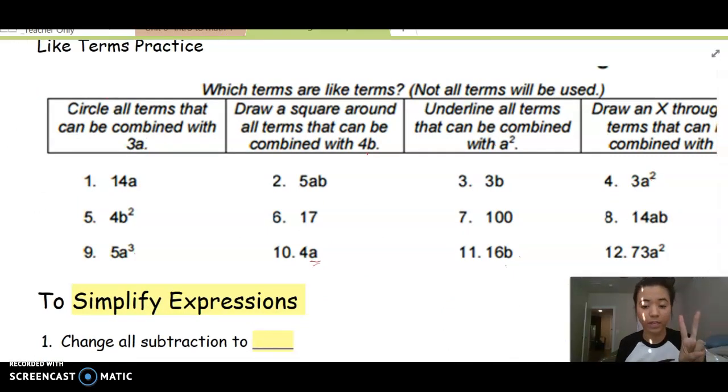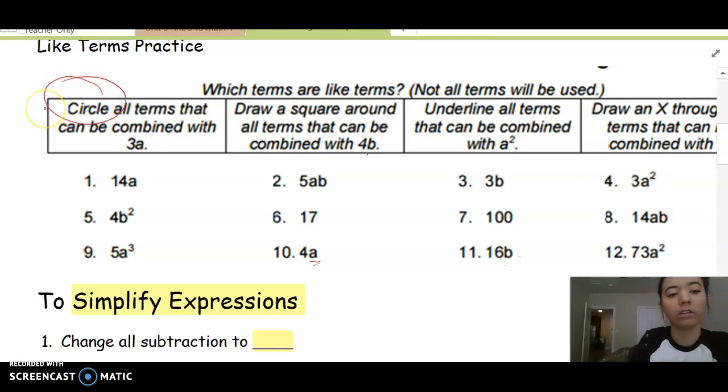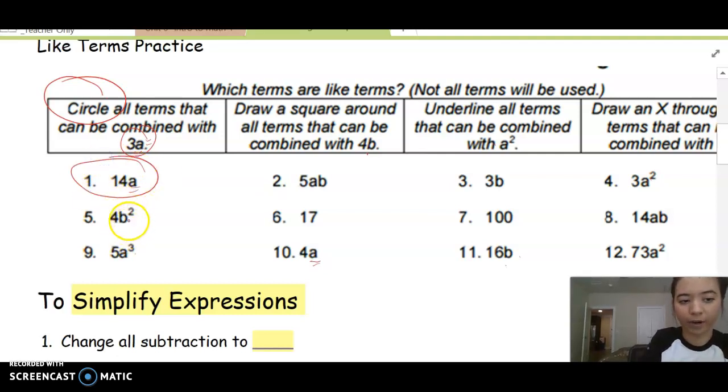So let's go through some examples here. Again, there's two things we need for like terms. They need to have the same variable with the same exponent. So let's draw a circle around the terms that can be combined with 3a. I'm looking for an a with no exponent. There's an a with no exponent. That one works. That's a b, so that doesn't work. That's an a, but that one has an exponent of 3, so that's no good. There's an a with no exponent, but it also has a b attached, so that's not good. It has to be just an a by itself.